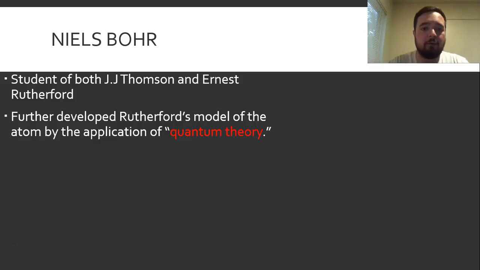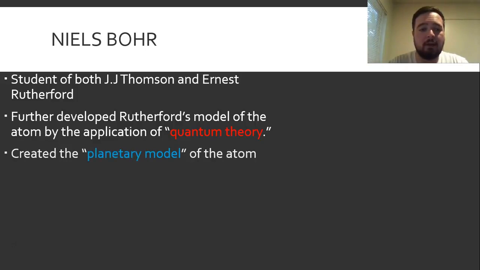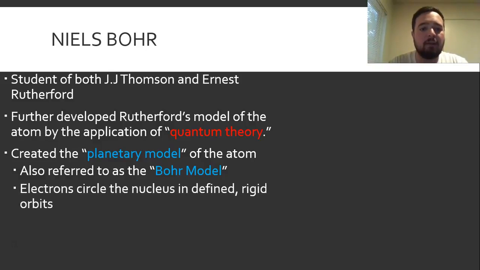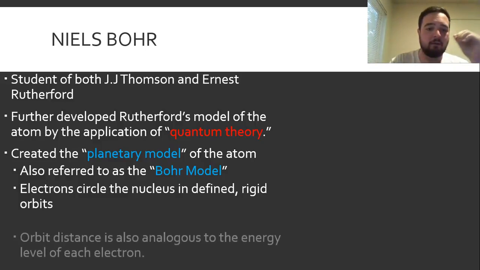He developed further on Rutherford's model of the atom by application of what's called quantum theory. He created what's called the planetary model of the atom. It's also referred to as the Bohr model. You'll hear me say Bohr model a lot more than planetary model, so just be aware that both of them mean the same thing. In this model, the electrons circle the nucleus in a defined rigid orbit. And what that really means is mathematically they distinguished that there was no variation. They were always in the same round orbit.